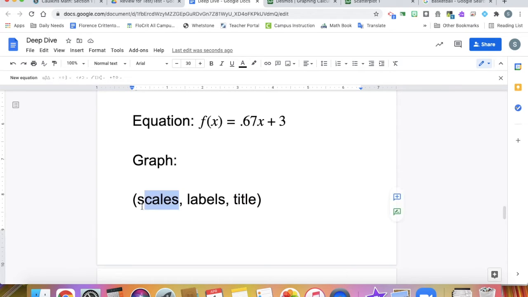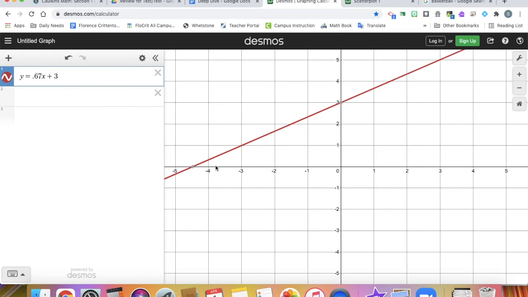Appropriate scales means that your tick marks are good. So whatever you make the first tick mark worth from 0, like if you say this is 1, the next one has to be 1 more. It always has to be the same, but you don't have to go by ones. You could go by any number you want for the x's, and you can go by any number you want for the y's, and it doesn't have to be the same as the x's.